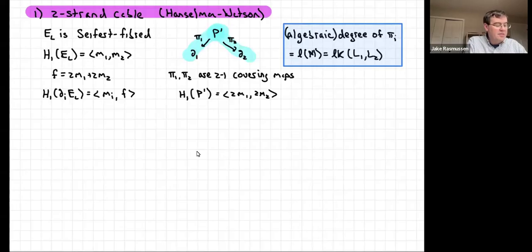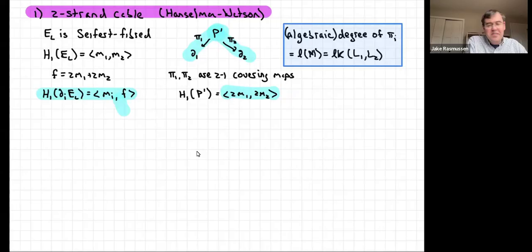Since these are covering maps, I can describe which 2-to-1 covering map it is by describing which subset of H1 of the boundary torus H1 of the cover is. And the answer is that there's a kind of obvious subset for this, which is the span of 2M1 and 2M2. That's an index 2 subgroup of both of these.